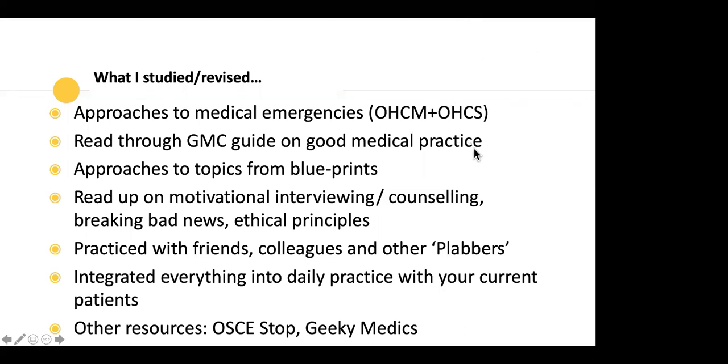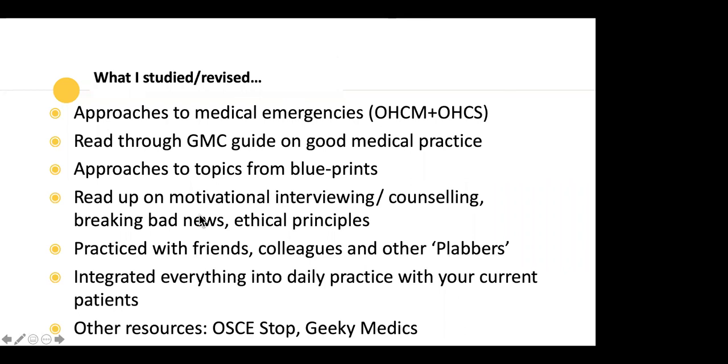And then, as I said, I read through the GMC guide on good medical practice. I watched all the GMC videos. I also went through the topics from the blueprints, and I read up on motivational interviewing or counseling, breaking bad news, and ethical principles. I also practiced a lot. I practiced with friends, colleagues from work, and also other PLABers.